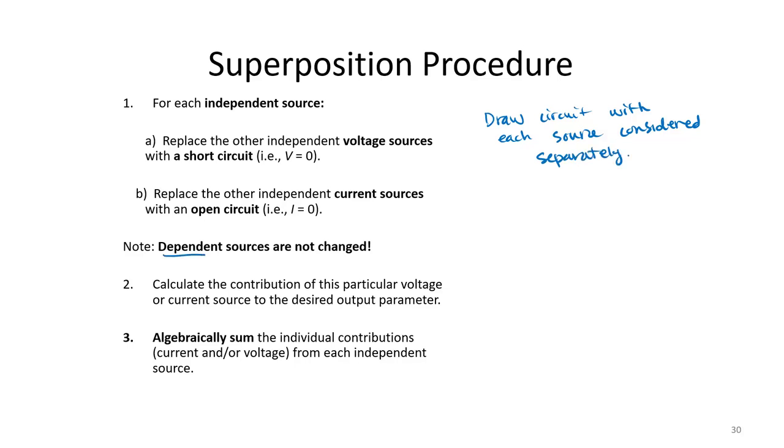And notice dependent sources are not changed. It is only for independent sources where you turn them off. Remember, to turn off the sources we don't want, voltage sources are replaced with a short or plain wire, and current sources are replaced with an open.